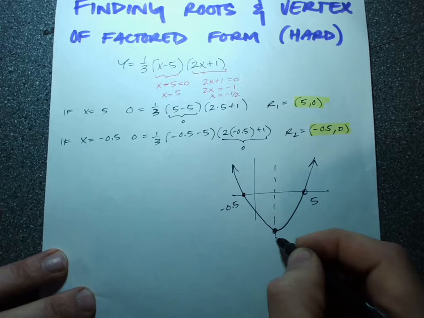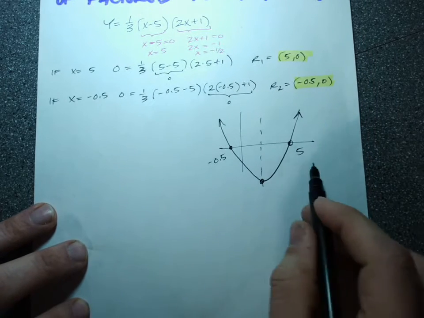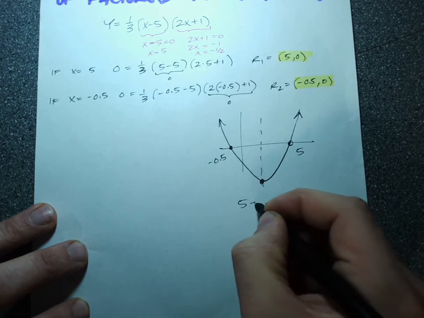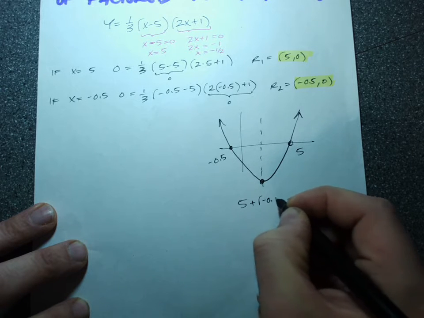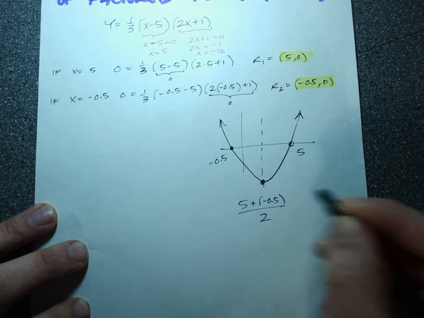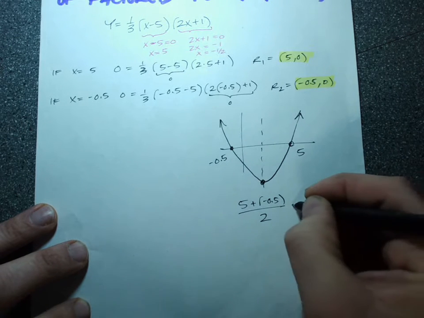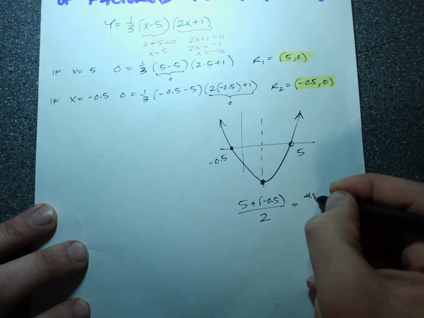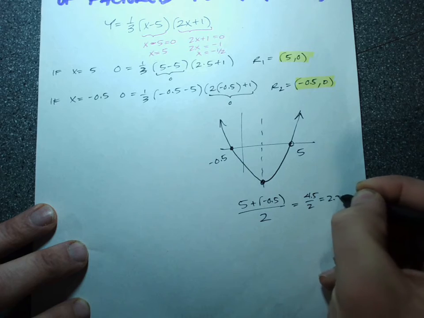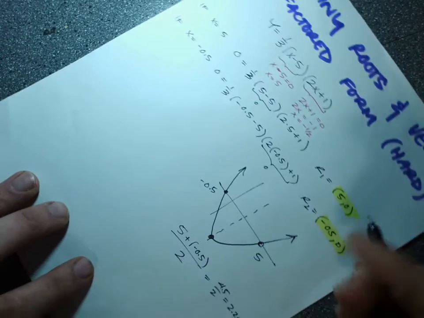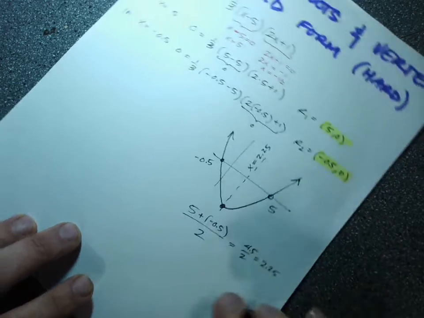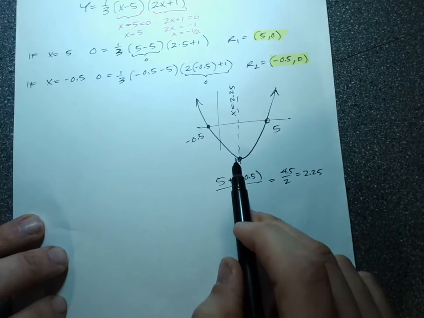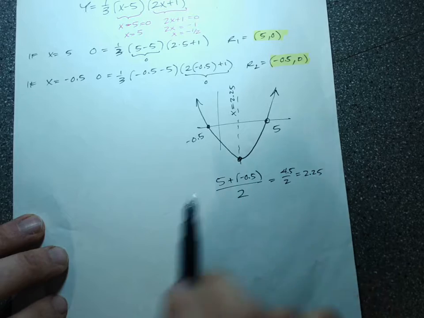Okay, this spot, the vertex, is halfway in between. So if we add the two x values, 5 and negative 0.5, and we average them by dividing by 2, we find the halfway point. That's 4.5 over 2, or 2.25. And so the line of symmetry is at x equals 2.25. That is the x of the vertex.